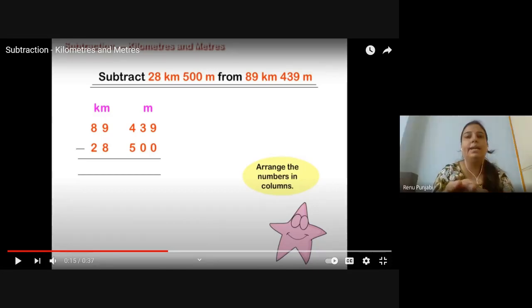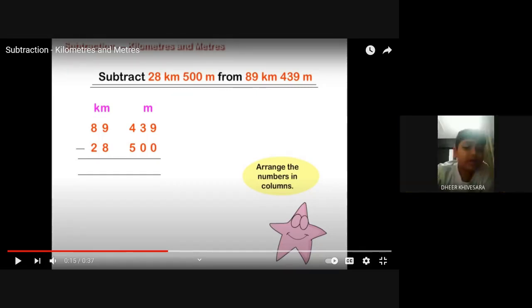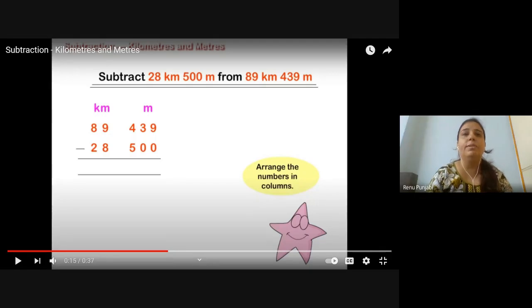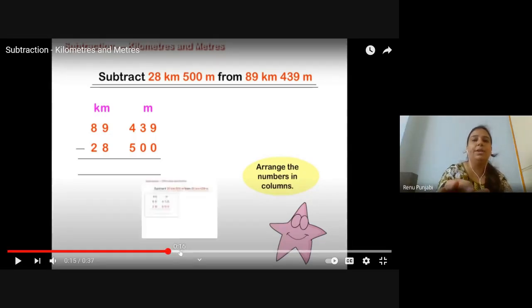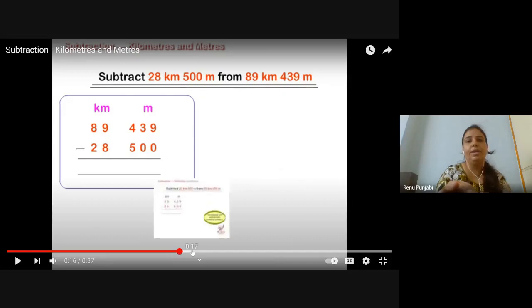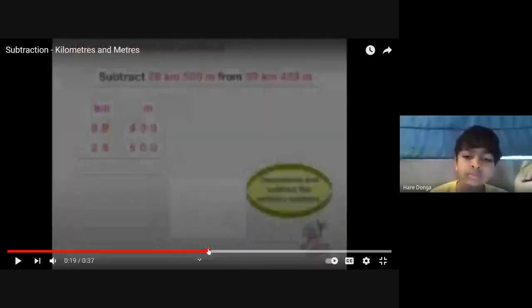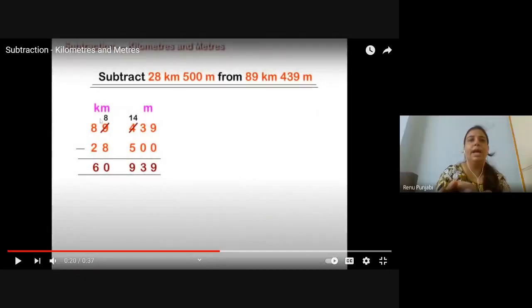Now you can subtract it. 9 minus 0 is 9. 3 minus 0 is 3. 4 minus 5 is not possible. So what will we do in this case? We will borrow 1. It will become 14. And 14 minus 5 is what? Tell me, 14 minus 5. 9. So it will become 9. And this 9 will become 8. 8 minus 8 is 0. And 8 minus 2 is 6. It will become 60. So you will read it as 60 kilometers, 939 meters.